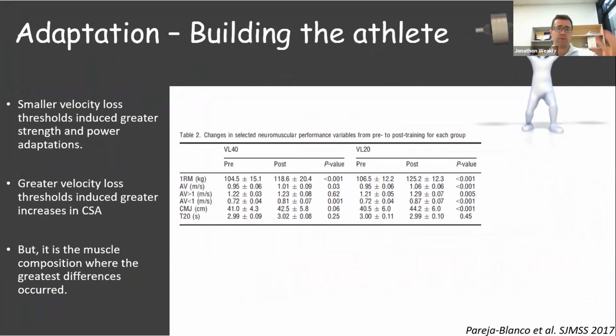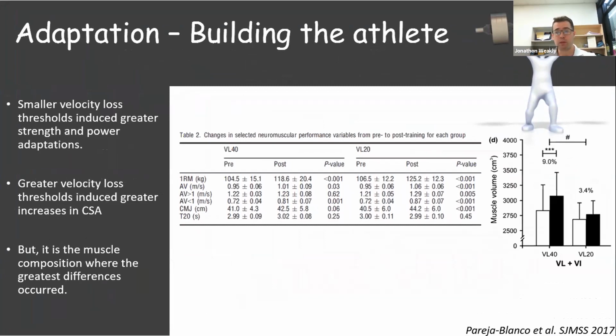But when you prescribe larger velocity loss thresholds compared to smaller velocity loss thresholds, you're going to have different outcomes. So in this study by Pereira Blanco, we can see that training responses were quite disparate. We can see here the group who did more repetitions didn't necessarily get as strong or as powerful as athletes who completed a smaller number of repetitions. However, the individuals who did a greater number of repetitions had different changes in muscle hypertrophy or muscle volume.